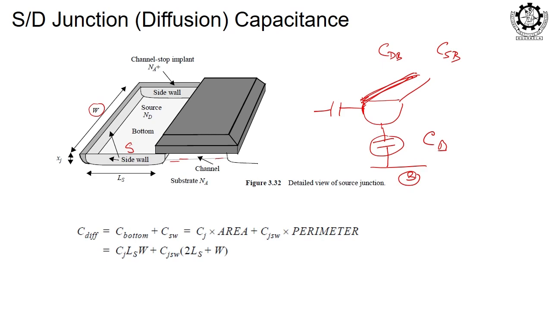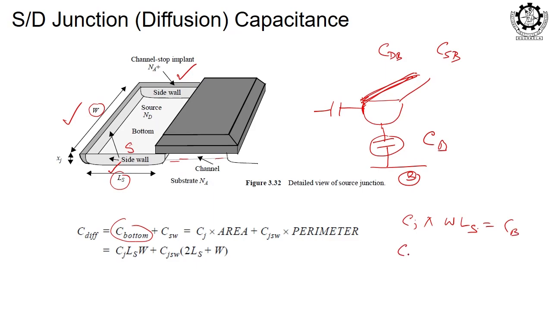In the side wall, how many side walls will we consider? This wall and this wall. This side we will not consider because this side is within the channel, where there is already electron. So, on this side no capacitance is forming, clear? So, C bottom is the junction capacitance multiplied by area. This coefficient is given as capacitance per micrometer square. If you multiply this with your W into L, where this L is actually LS, the length of the source or drain region, and W remains the same, then you get the total bottom plate.